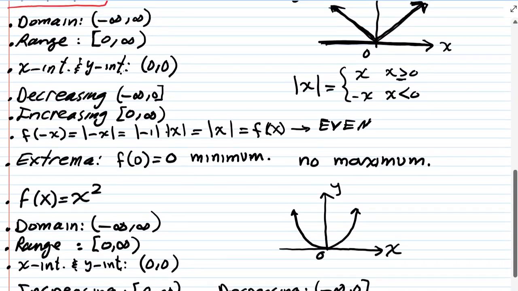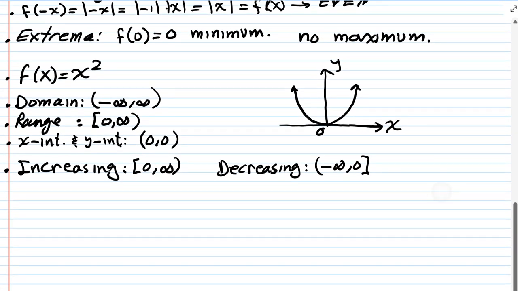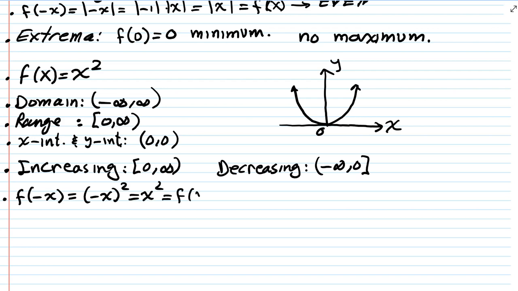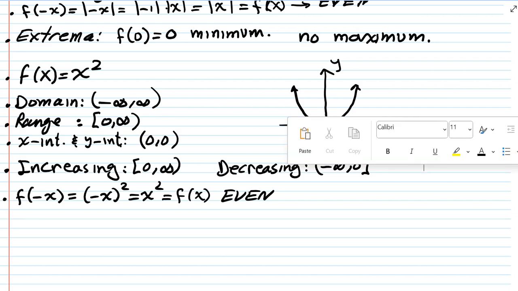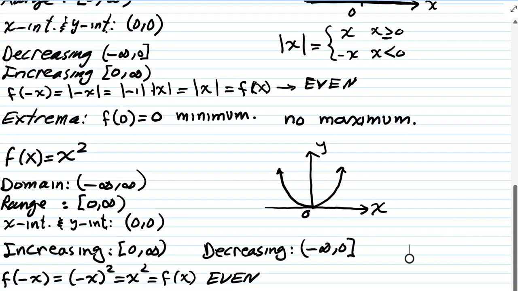And we did our domain, range, the intercepts, increasing, decreasing, and symmetry. Of course, we do test for symmetry, f of negative x. That would be negative x squared, which is the original function. And from the graph, we can see that this is an even function, right? Symmetric with respect to the y-axis. And so was the absolute value, right? Yeah, we called it even function up here.